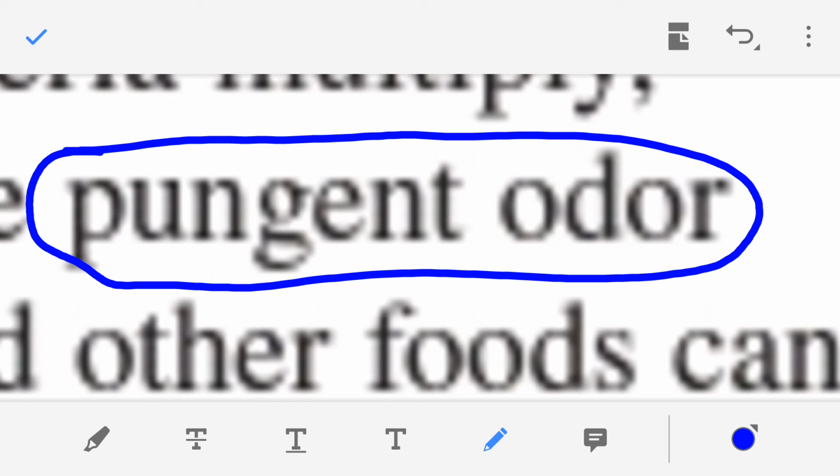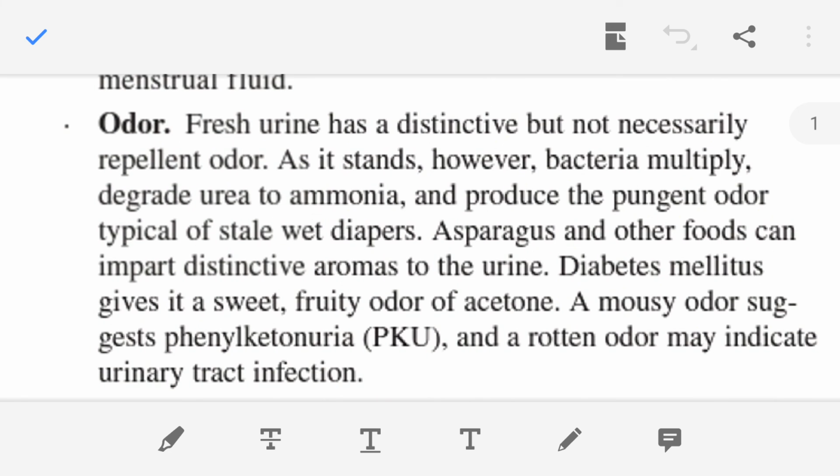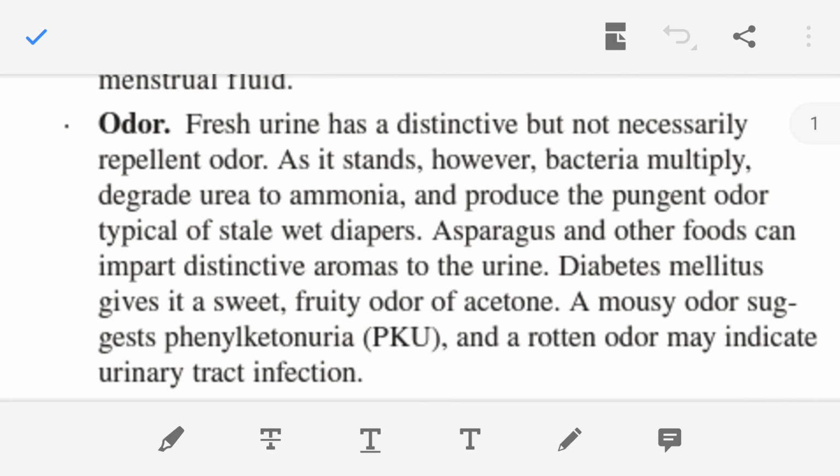So the people who visit this public toilet will experience this pungent odor, and that will be intolerable. Okay, and sometimes a person may experience tears coming out of the eyes due to this pungent odor, so burning of the eye. Okay, this pungent odor also comes from stale wet diapers. If the diapers are wet with urine, then from these wet diapers also this pungent odor comes out. Then some extra information about the odor, if you are interested you can read this extra information.